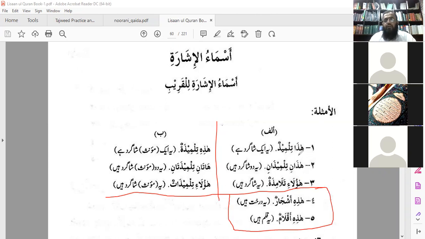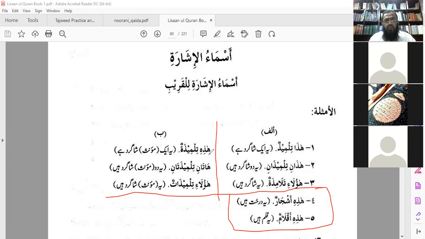Hadha is used to indicate only one Mudhakkar, like Hadha Tilmidun, he is a student. Hadani Tilmidani, these are two students. Haulai Talamidhatun, these are all students, the plural. They all refer to Mudhakkar.